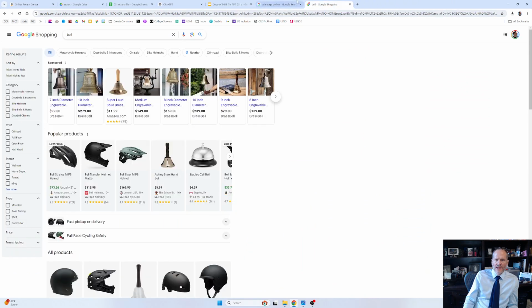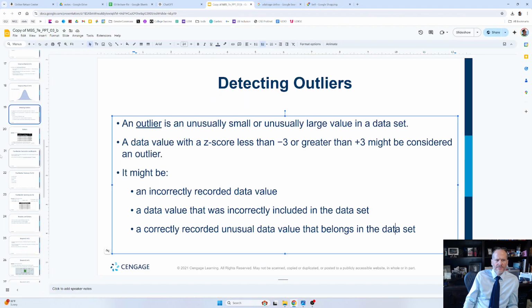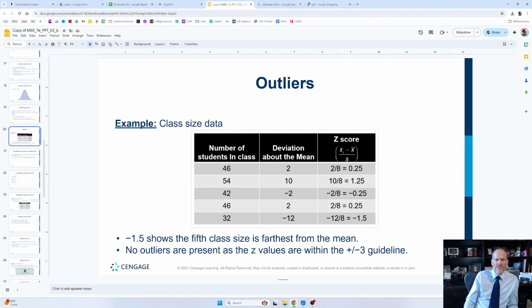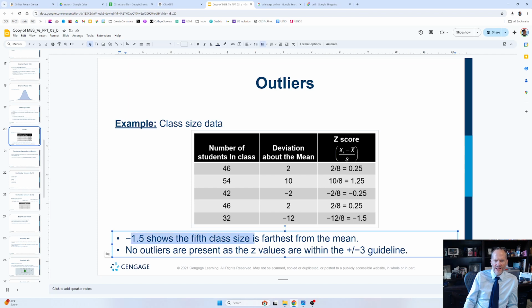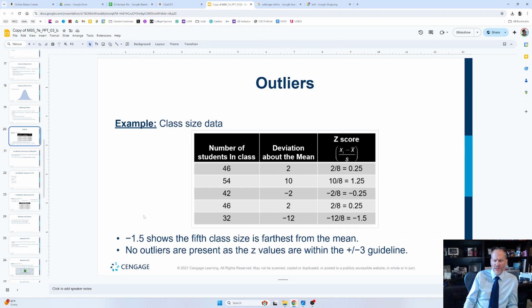Yep. And so here's an example, where we calculate the z-score: the data point minus the mean, divided by the standard deviation, gives us this z-score. It's saying that -1.5 shows the fifth class size is the farthest from the mean and has the biggest z-score, but there are no outliers present, as the z values are within the ±3 guideline. That's how you use z-scores to help identify outliers. All right, that's what outliers are about.